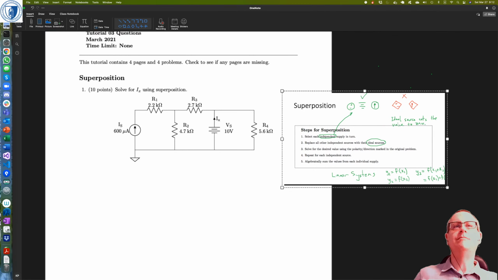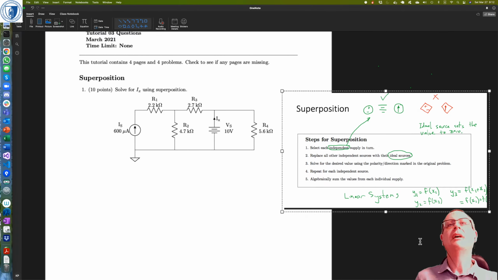Okay, so what superposition says is that we first of all select each independent supply in turn. So here we've got two independent supplies. We have a IS on the left, and just to the right of middle we have VS. Right, so those are the two independent supplies. So we select one of them. Let's select IS first, and we replace all the other sources with their ideal sources.